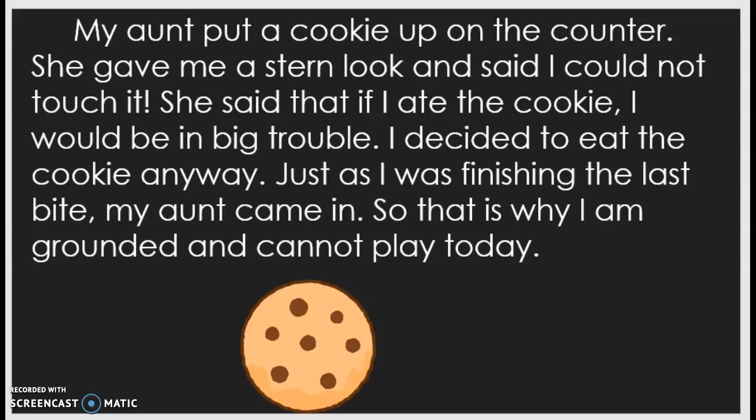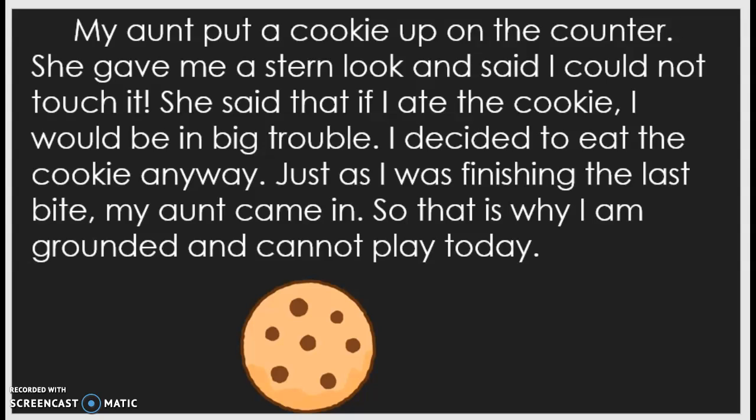So here is an example of one. Let's look at it and see why. It says, my aunt put a cookie up on the counter. She gave me a stern look and said I could not touch it. She said that if I ate the cookie, I would be in big trouble. I decided to eat the cookie anyway. Just as I was finishing the last bite, my aunt came in. So that is why I am grounded and cannot play today.